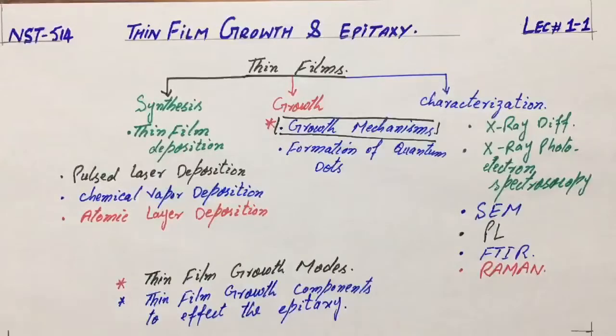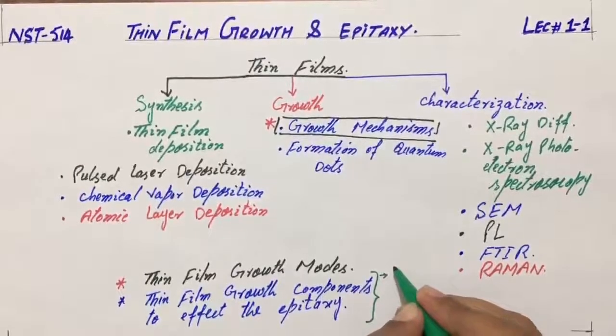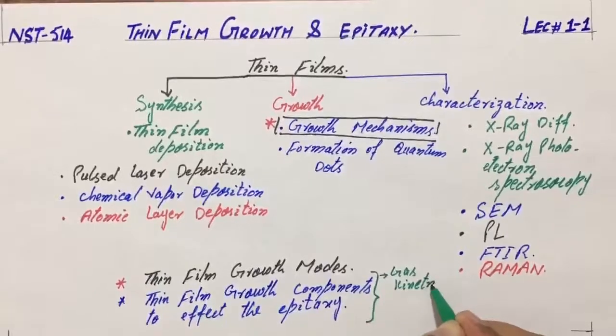So these are mainly the three sections of our course, which are concerned with the synthesis, growth, and characterization of the thin films. And among these three sections, we focused on the growth of thin films, and we discussed the growth mechanisms. In growth mechanisms, we further discussed the growth modes and thin film growth components to affect the epitaxy. In these three components, all the parameters are related, which are concerned with gas kinematics. This is concerned with the particles before the deposition on the substrate.